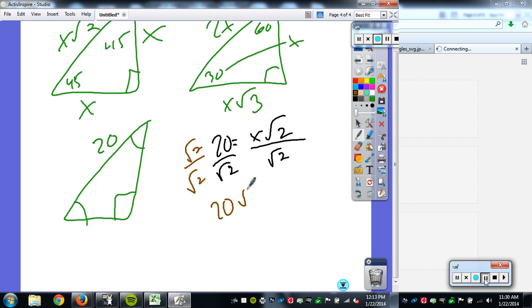And we got 20 root 2. What's root 2 times root 2? Root 4, which is 2. The 2 and 20 cancel to be 10 root 2. So that is what x is. So that's what the side length is.